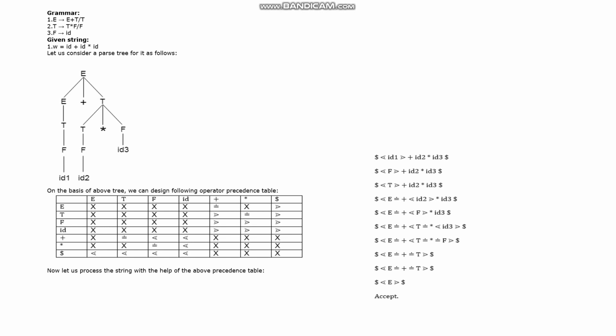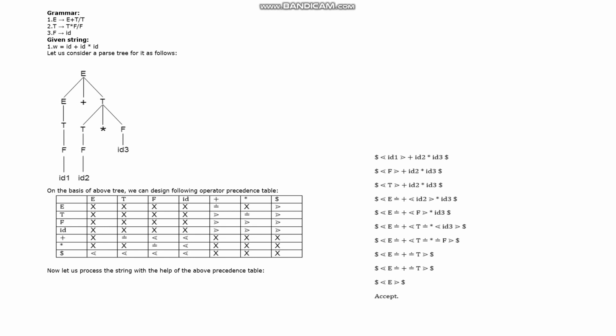Here what we are doing basically is replacing the handle with the head of the respective production. We have been given a number of production rules in the grammar. We keep repeating this until the start symbol is reached. At the end you can see it. Then we have to make the precedence table.